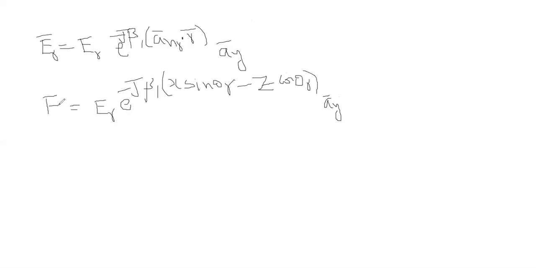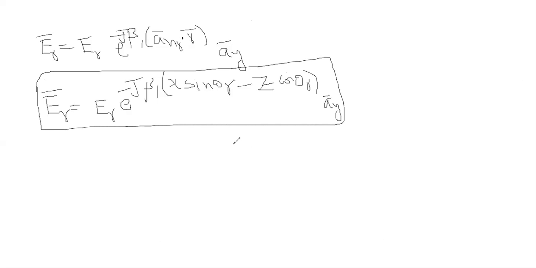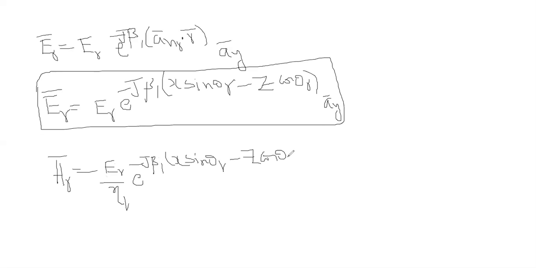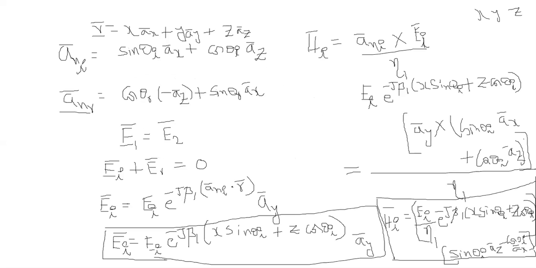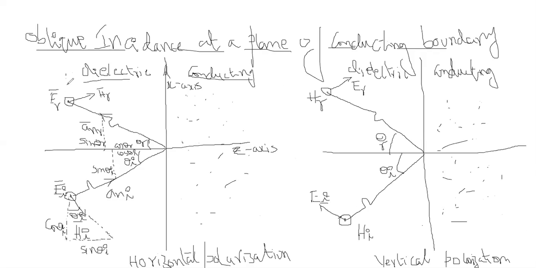Actually, we got one equation: ER bar is equal to e power minus j beta 1 x sin theta R minus Z into cos theta R into AY bar. What is HR bar now? HR bar is equal to, following the same function, the ER by the eta 1 e power minus j beta 1 x sin theta R minus Z cos theta R. And don't write the AY bar here, that is a dot product of that function ANR bar; otherwise directly write the equation from the right angle triangle, what we get here.